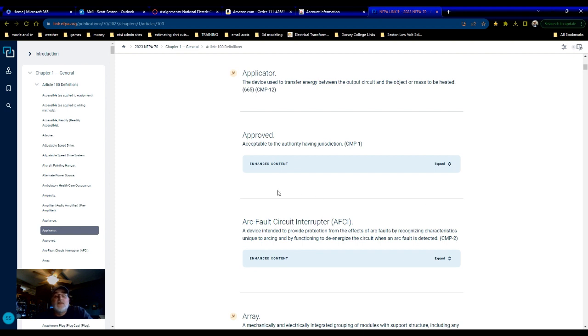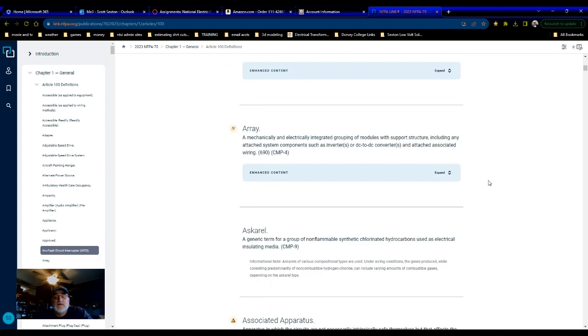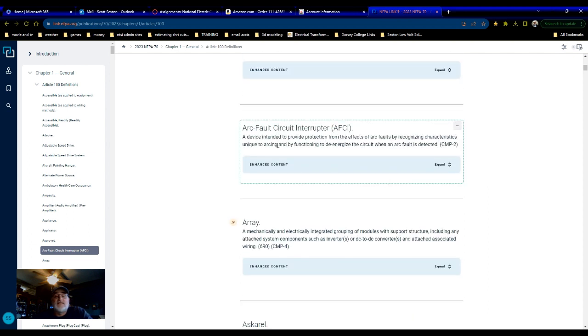Approved. Here's a big one. Accepted to the authority having jurisdiction. Authority having jurisdiction, AHJ. That's something you need to remember. Authority having jurisdiction. Arc fault breakers. Arc-fault circuit interrupter: a device intended to provide protection from effects of arc faults by recognizing characteristics unique to arcing and by functioning to de-energize the circuit when an arc fault is detected. That is not a ground fault. It's talking about an arc fault, just an actual arc itself.